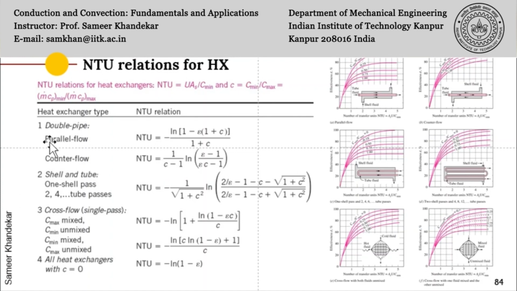For example, double pipe parallel flow, which we just derived. Then you have the counterflow heat exchanger. You have shell and tube, one pass or two passes. You can put that value here and get the value of effectiveness.